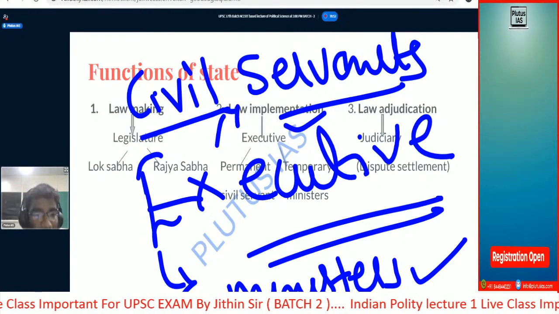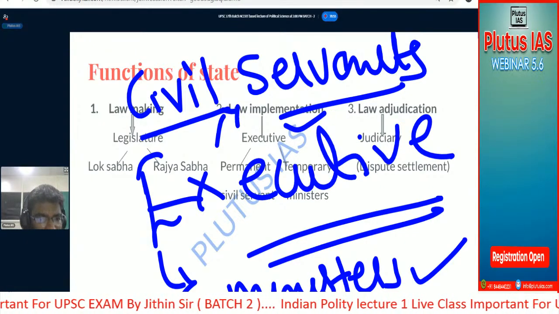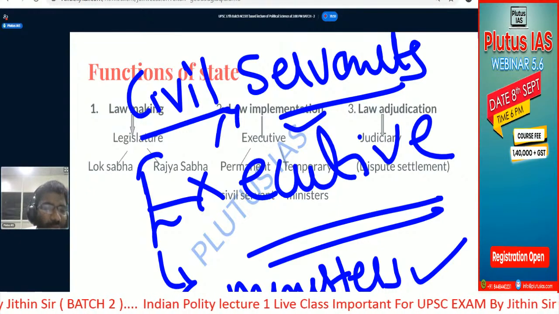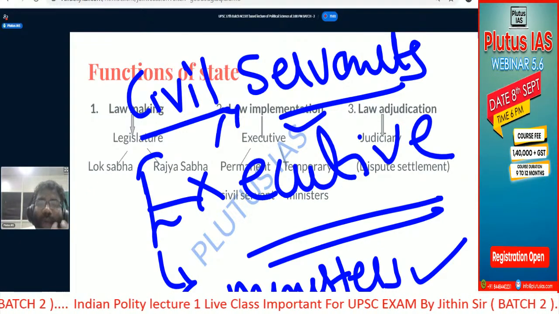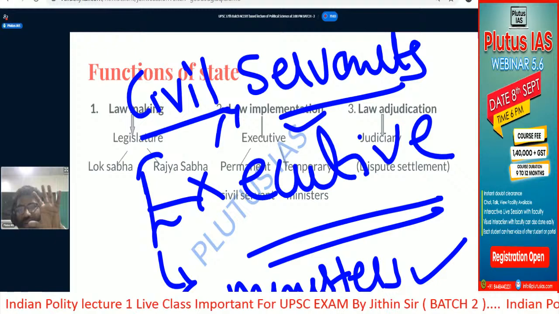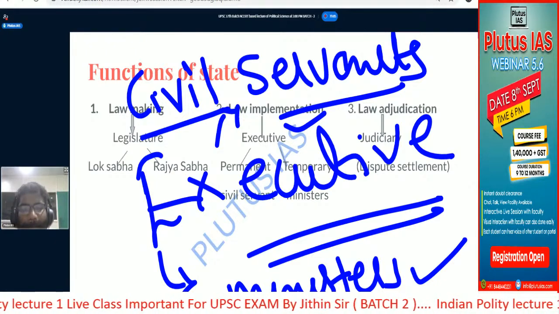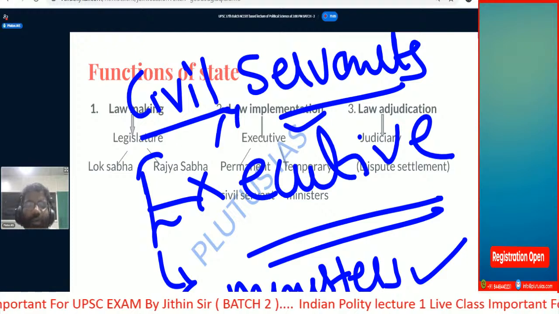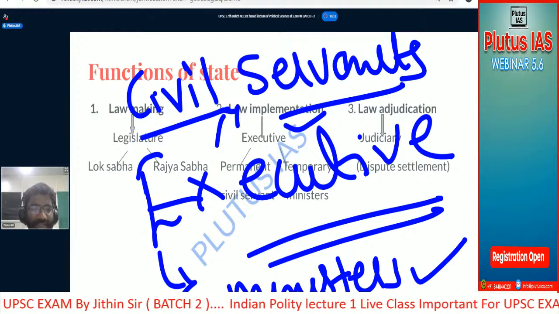Now, the main duty of civil servants, Nikhil, is to implement the law and to help the nation live in a peaceful manner. Majorly to implement the law and for the welfare and well-being of the citizens.